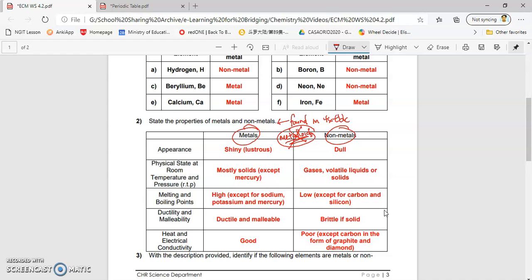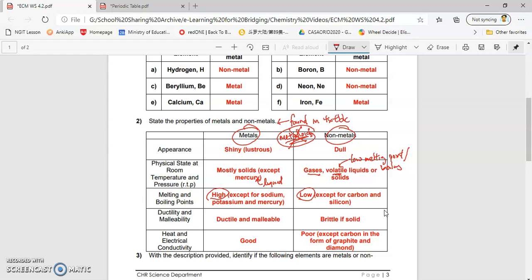In terms of appearance, metals are considered shiny, non-metals are dull. Metals are generally mostly solids, except for mercury, which is actually liquid. Most non-metals are gases or volatile. Volatile means low melting point/boiling point. It will melt or evaporate or boil, changing to gas very, very easily. So they generally are gases or very volatile liquids or solids. In terms of melting and boiling point, metals are generally high, non-metals are generally low.